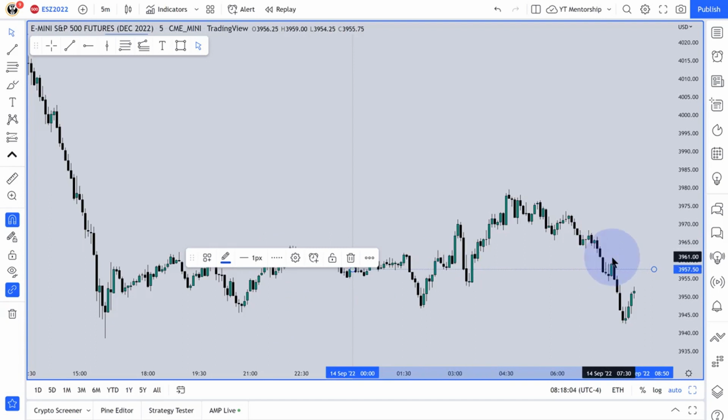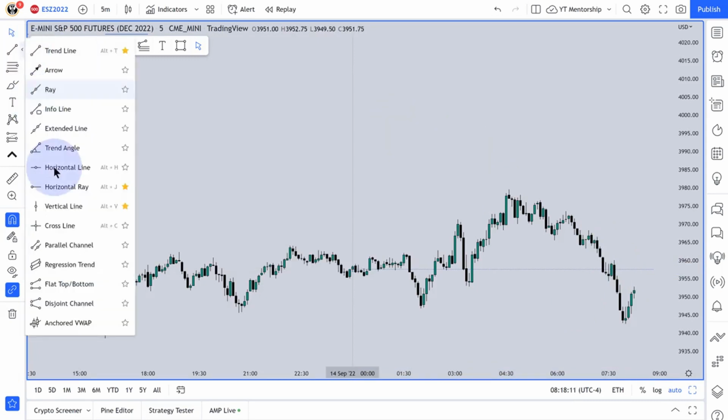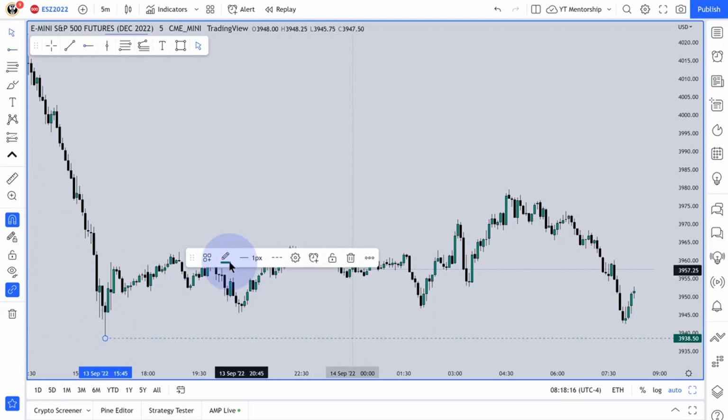There's a small little pool of liquidity right in there. Small inefficiency. You might want to pop up and hit that. And then maybe run for sell side below here.